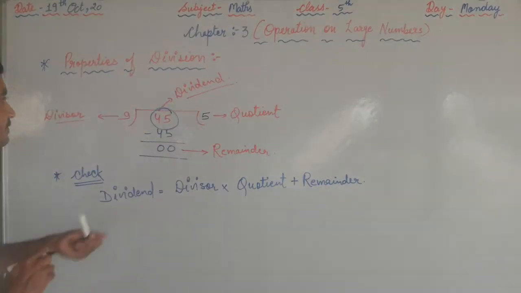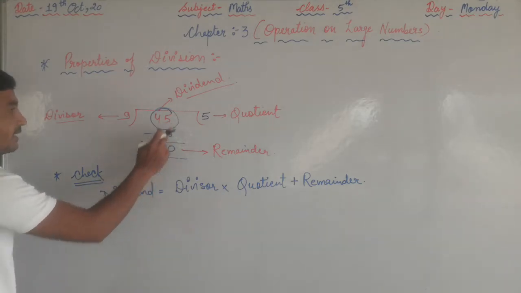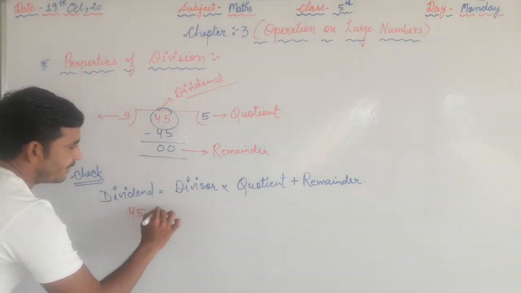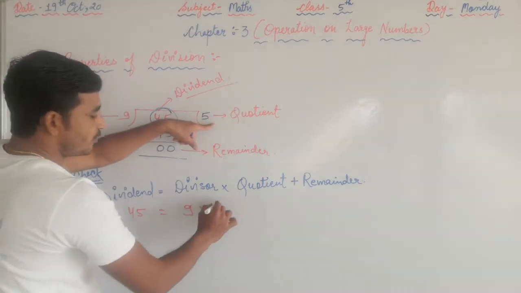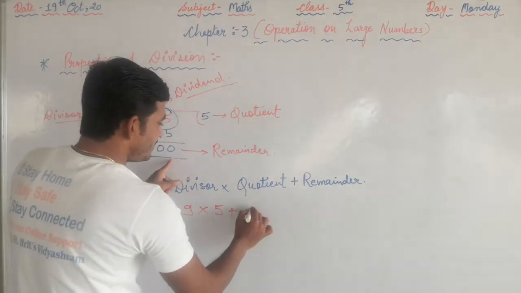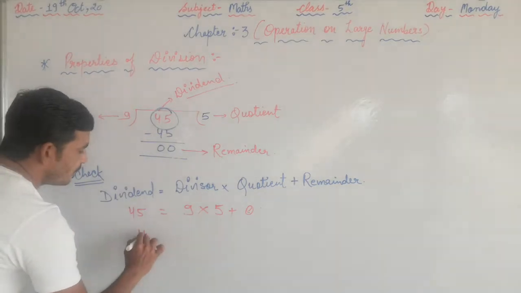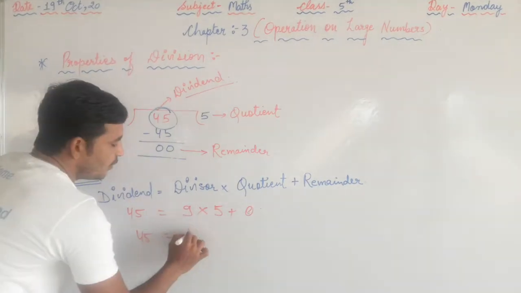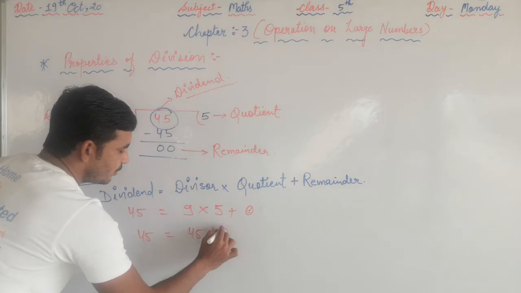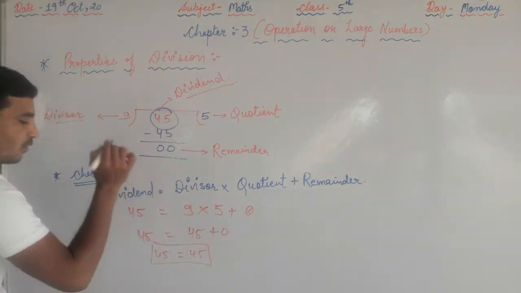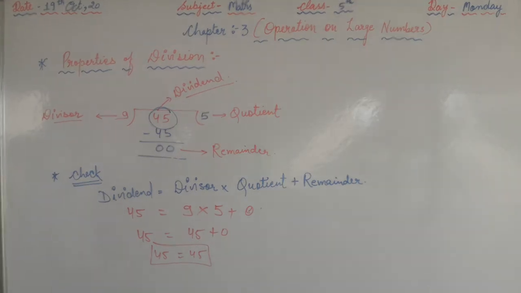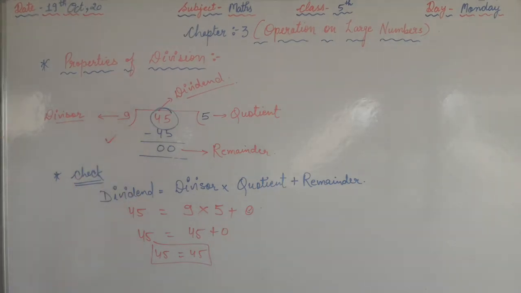Now let's check this. The dividend is 45, the divisor is 9, the quotient is 5, and the remainder is 0. So 45 equals 9 fives are 45, plus 0. Then 45 equals 45. These are equal, which means our division is correct.